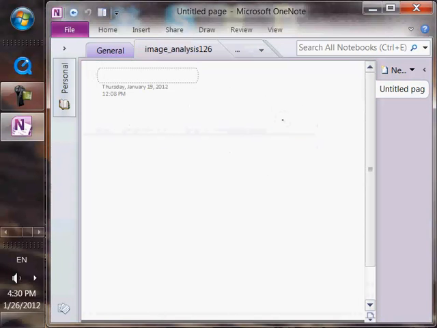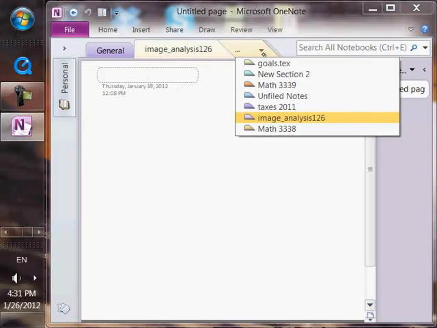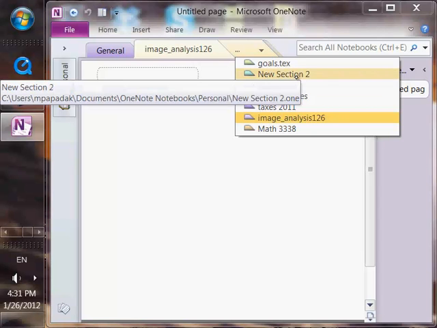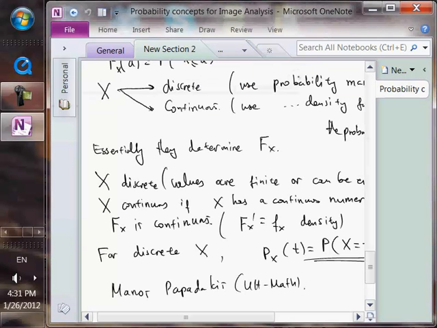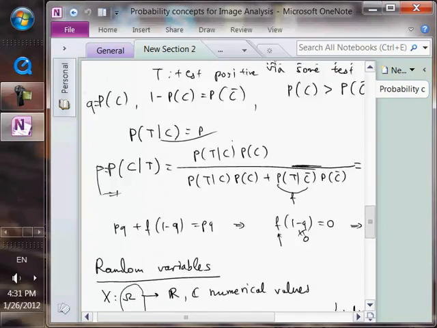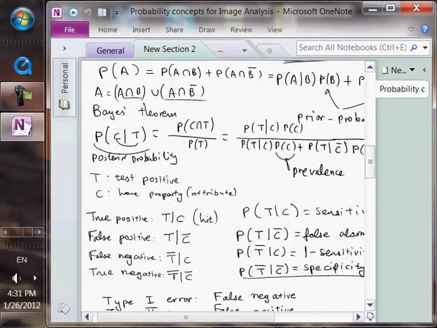Image analysis. All right. Oops. What is this thing doing? Okay, I can't find it. Yeah, this is.